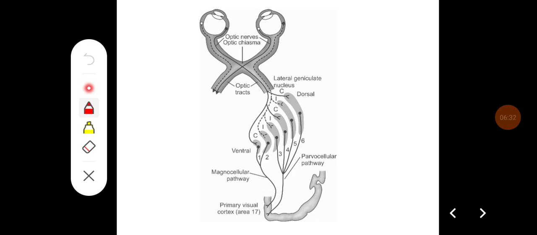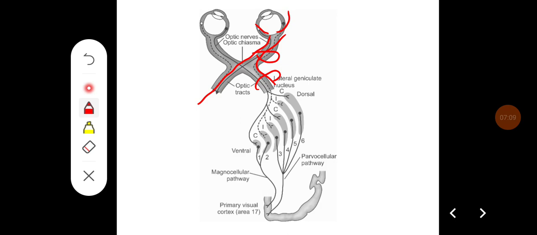This is the diagram showing the visual pathway, where you can see that the optic nerve contains the nasal fibers and the temporal fibers of the same eye. The nasal fibers decussate to the opposite side, whereas the temporal fibers run on the same side of the brain. That is how the optic tract is formed from half of the temporal fibers and half the nasal fibers of the same eyeball.